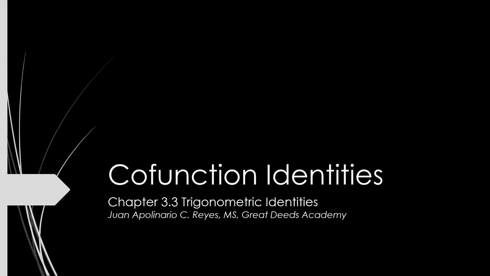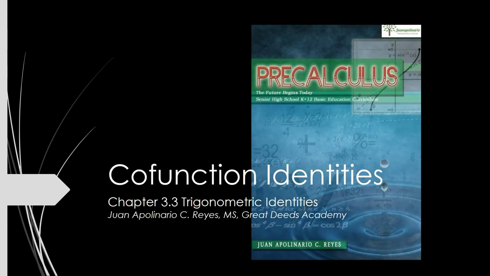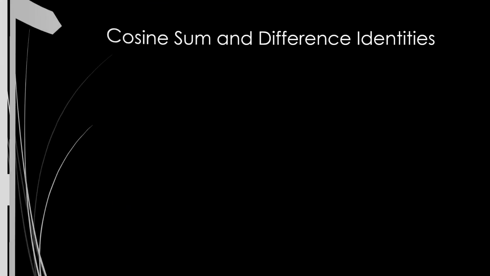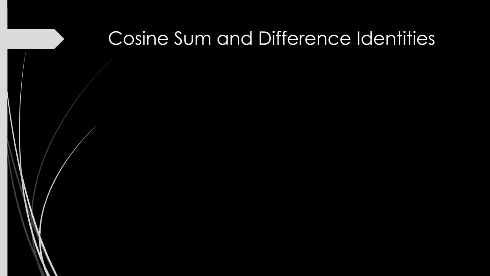Cofunction identities. Two videos ago, I presented the sum and difference identities for cosine. And not only did I present the theorem, I also proved the theorem. And it was quite a lengthy proof, and a proof that requires much explaining.